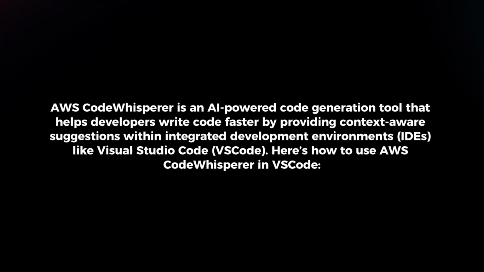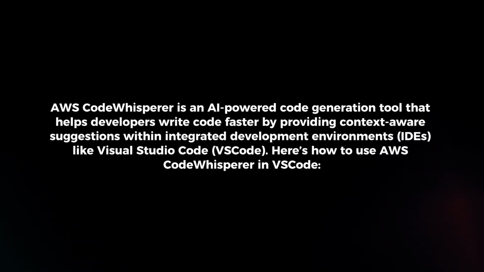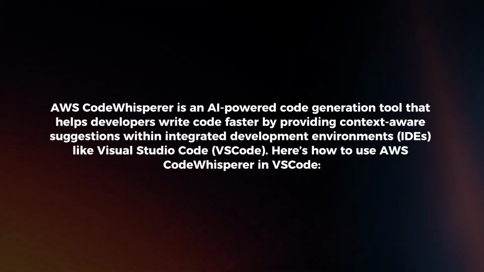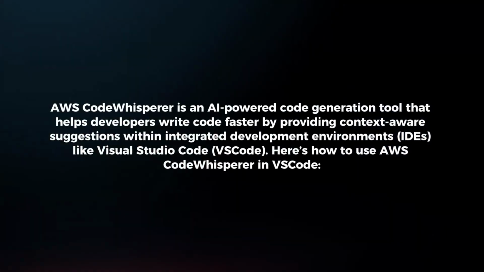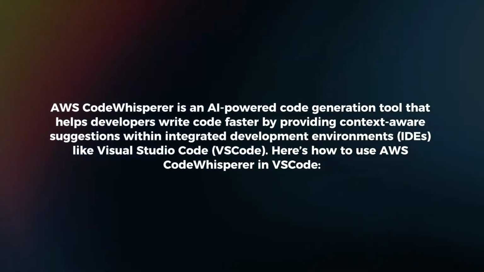AWS CodeWhisperer is an AI-powered code generation tool that helps developers write code faster by providing context-aware suggestions within integrated development environments like Visual Studio Code. Here's how to use AWS CodeWhisperer in VS Code.